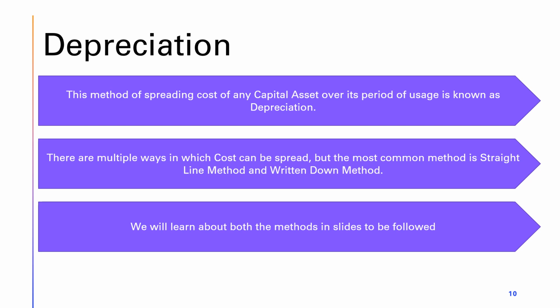Now this method of spreading the cost of any asset over its period of usage is known as depreciation. And there are multiple ways in which this cost can be spread out. But the most common methods are the straight line method and the written down method. And there is a very simple difference in both the methods, which will be learned in the next slide.